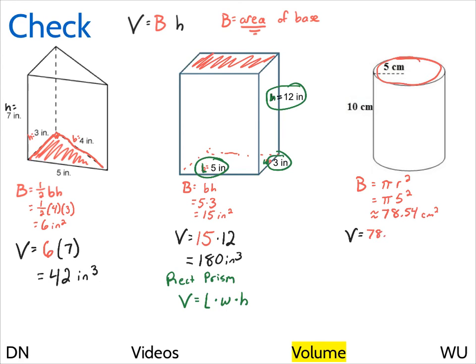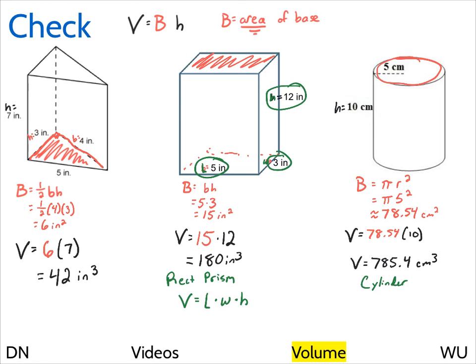So for the volume, what you need to do is same thing. You take the area of the base, 78.54, and you multiply it times the height of the prism, which is 10, which makes our volume 785.4 cubic centimeters.